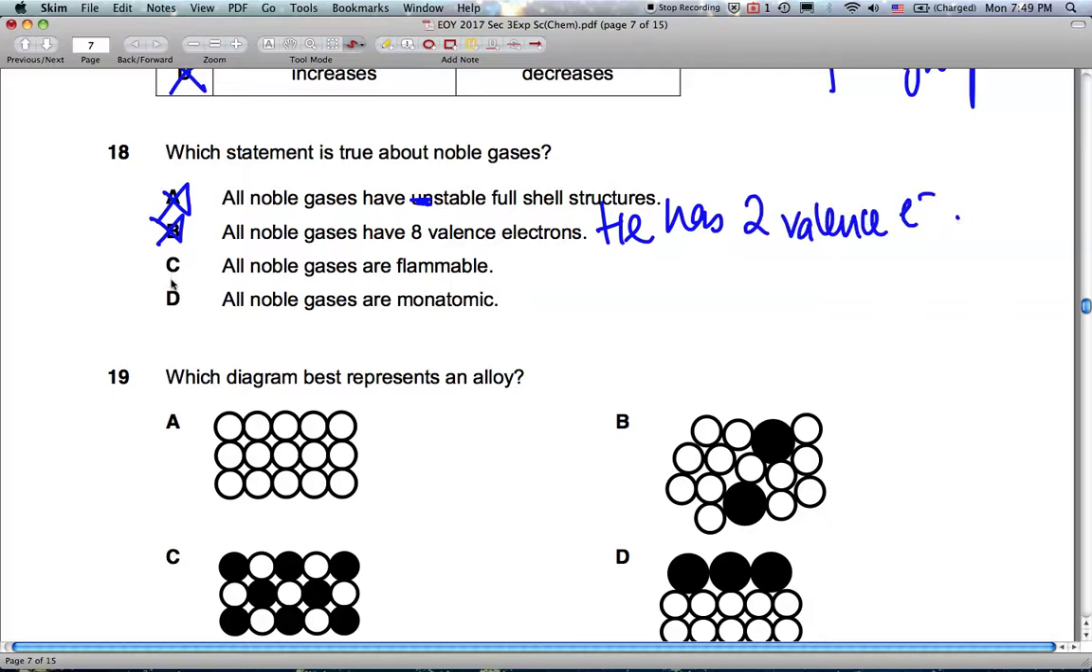Next one, all noble gases are flammable, so it's not true, they are not flammable. And lastly, D, all noble gases are monatomic. That is true, because they already have the full valence electron shell. And therefore, there's no need to gain, lose, or share electrons and they exist as monatomic atoms.